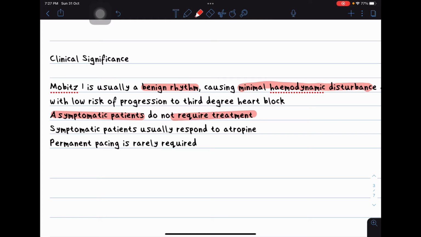The patients who are symptomatic can usually respond to atropine, and permanent pacing is rarely required for these patients. So this is Mobitz 1.